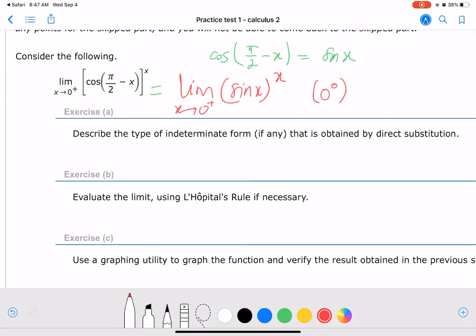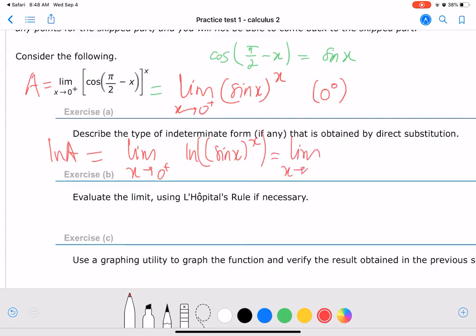So for such a limit, I put a equal to this guy, right, and apply ln. From here I get ln of a is equal to the limit of ln of sine x to the x. Since ln of a power, we can bring the power down, right? The limit as x goes to 0, and then here I get x ln of sine x. So this limit has the form 0 times infinity. Let's say negative infinity in here, right? Because sine x goes to 0, ln goes to negative infinity.